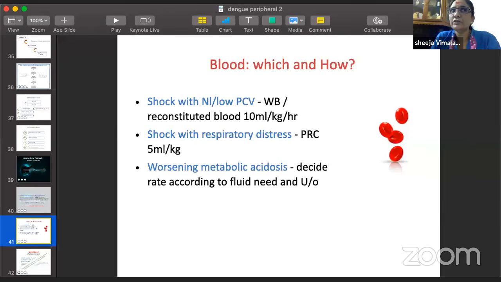If the patient is having shock and is having respiratory distress, go for PRC, give it at 5 ml per kg over 1 hour. If the indication for blood transfusion is a worsening metabolic acidosis, decide the rate of administration depending on your urine output. Target a urine output of 1 ml per kg. Every blood product that has been dispatched from the blood bank, a PRC, has to be over within 4 hours.